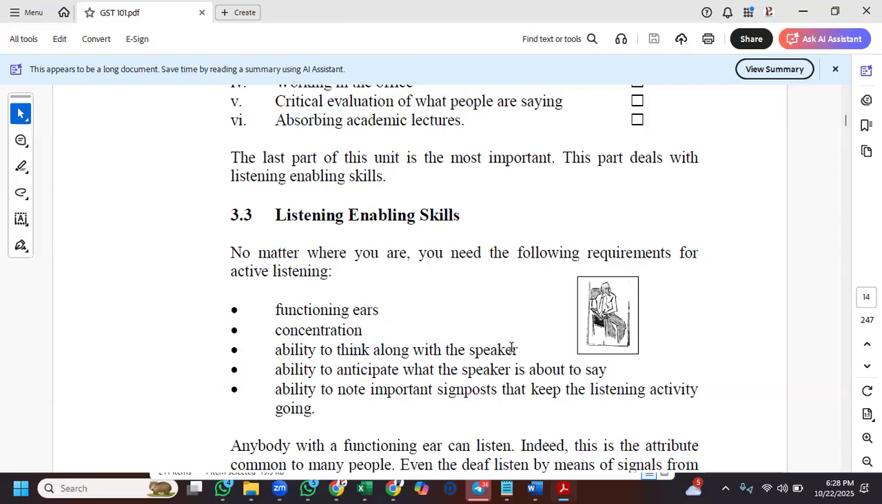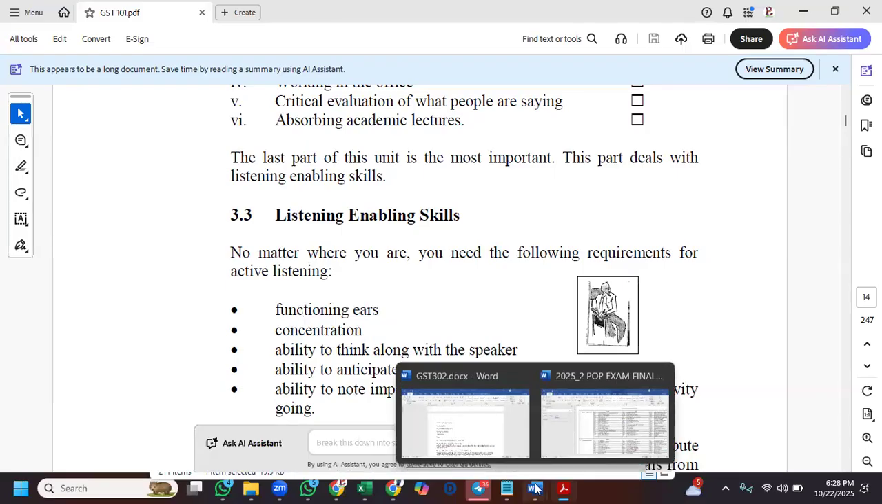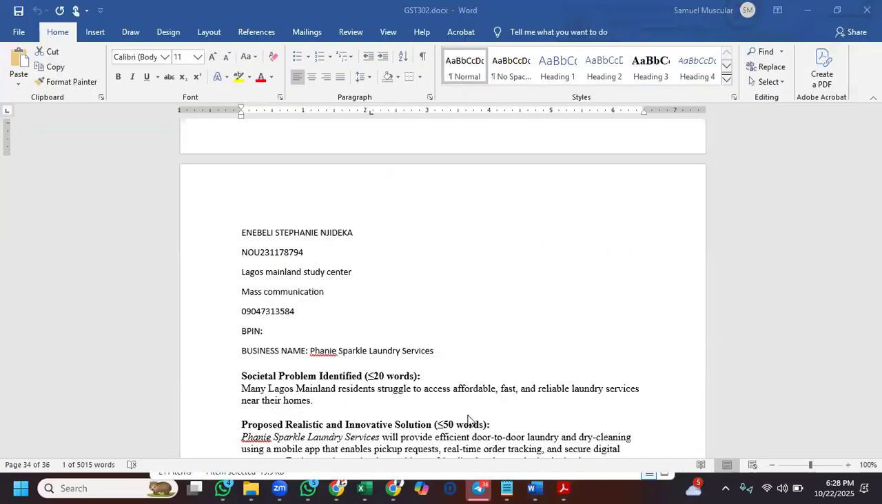Now, what are the skills you need to listen effectively? Functioning ears, concentration, ability to think along with the speaker, ability to anticipate what the speaker is about to say, and then ability to note important signposts. And I think this is FCAAA.